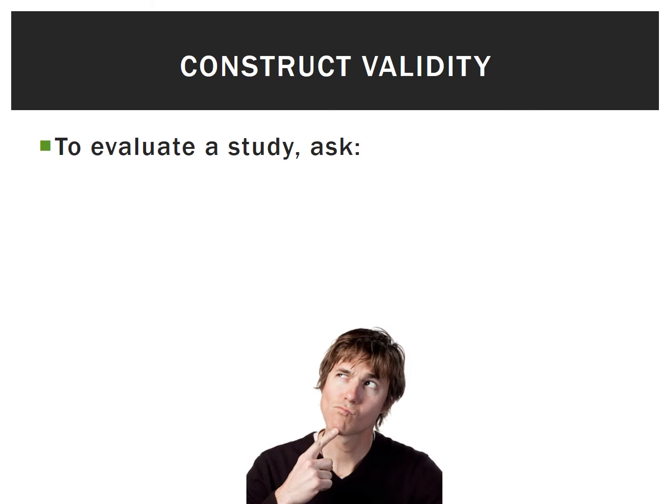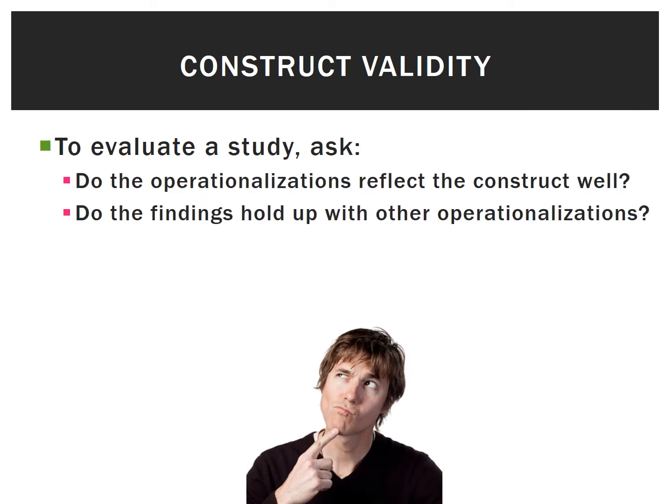All right. So in terms of evaluating a study for construct validity, you have to ask, first of all, do the operationalizations reflect the construct? Do they make sense? For example, does blood pressure measure aggression, or does blood pressure measure too many other things as well that get in the way and kind of muddy up the results? You also want to ask, do the findings hold up with other operationalizations? So if you repeat the study by operationalizing your variable in a different way, does it still work? So for example, same paradigm with a different measure of aggression, it should still work. If it doesn't, you probably have an issue with one or perhaps both of your operationalizations.